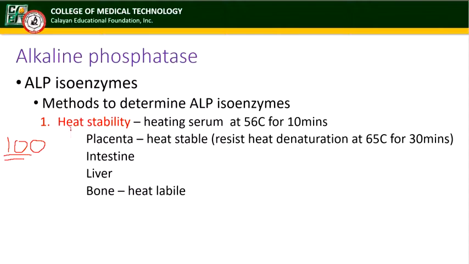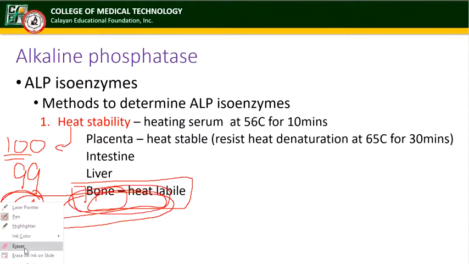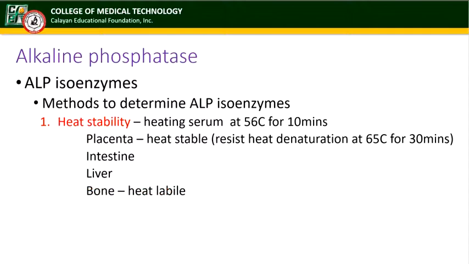Pinainitan natin. Nag-apply tayo ng heat stability. Tapos, ang nangyari, 99. So, nabawasan lang siya ng 1. Diba? So, yung 1 na yon, possible yung heat labile. Ito siya. So, parang 1 lang yung bone ALP na present. Heat is stable kasi ang placenta. So, pag nag-init ka ng ating isoenzyme or ng ating enzyme na ALP, hindi mawawala ang placenta. Present pa din siya. Pinakang stable to.